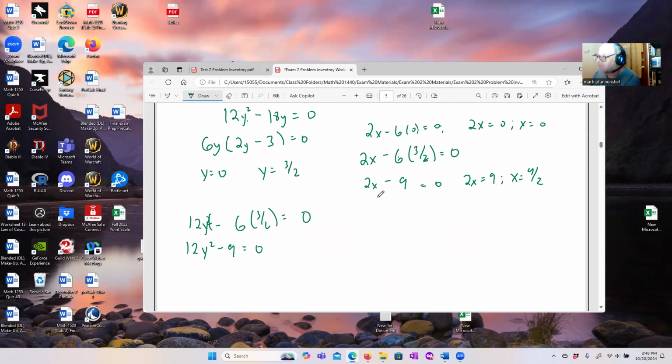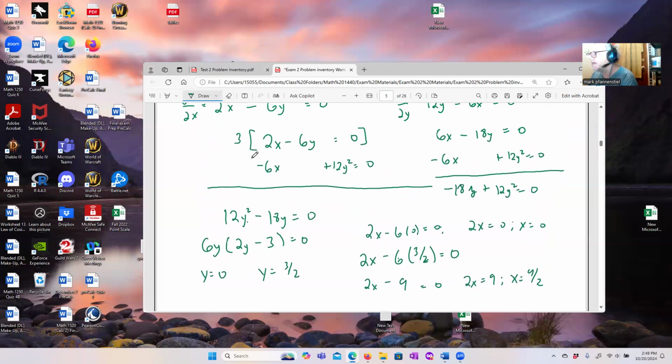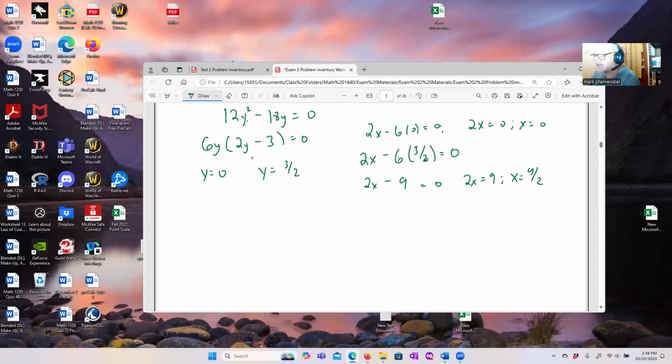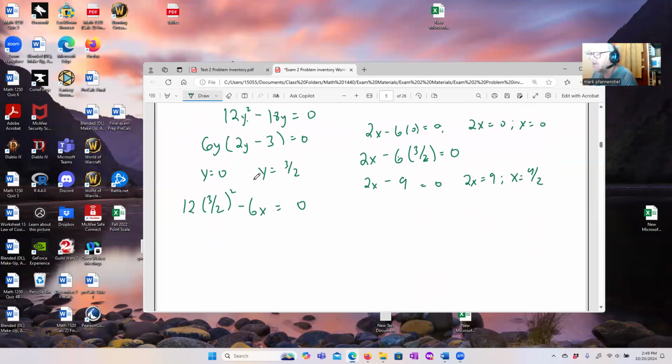Oh, wait, sorry. If y is equal to 3/2, what am I doing? Get rid of this. If y is equal to 3/2, we're solving for x. Let me go back up here. We have 12y squared minus 6x equals 0. So y is equal to 3/2 here. So we're going to have 12 times 3/2, and we're going to square this. This is going to be 9/4 minus 6x equals 0.